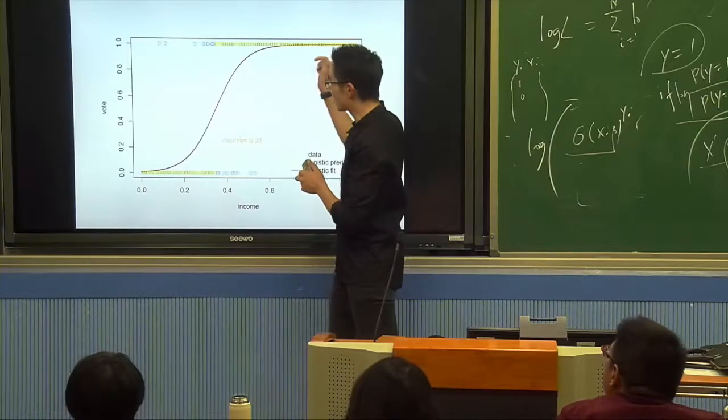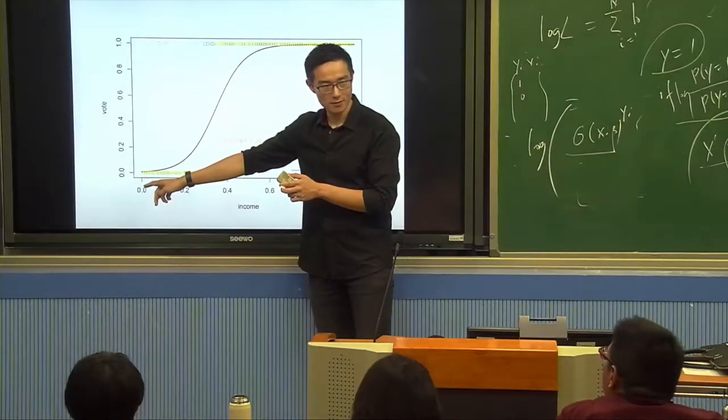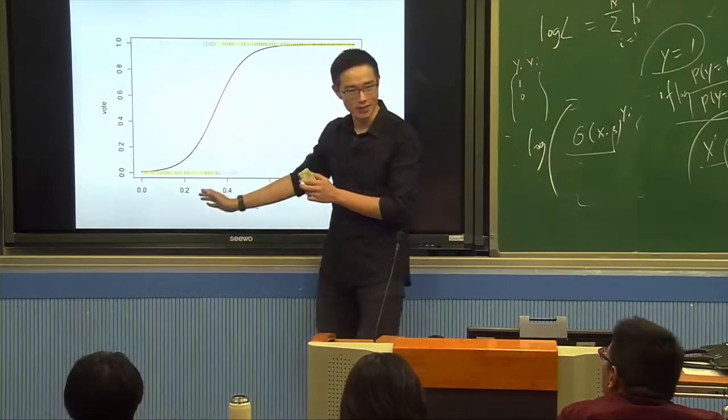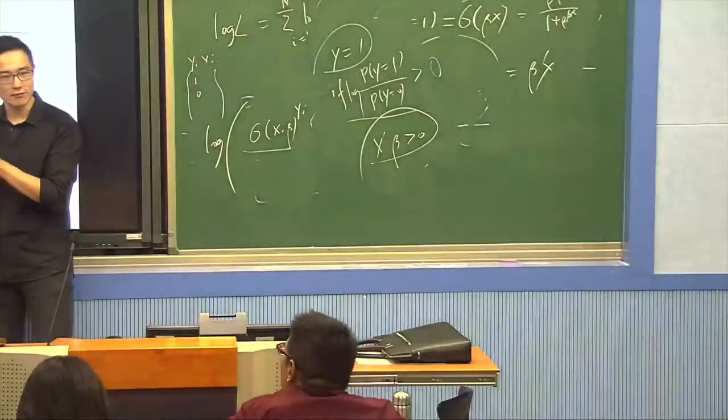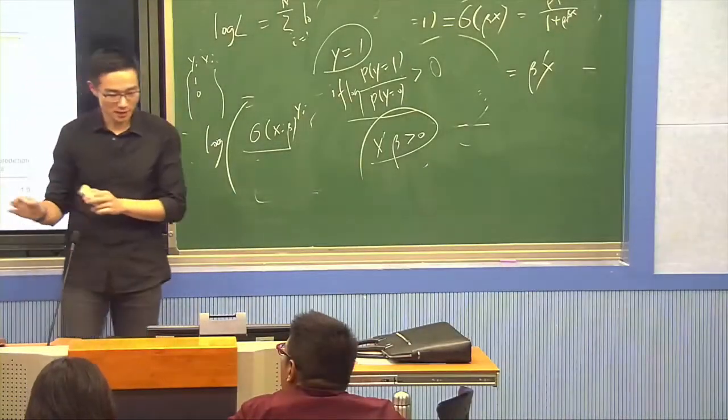Now, the curve looks very different. But what matters here is the decision boundary, right? Because the decision boundary is finally how I make my predictions. And the decision boundary is basically 0.37 versus 0.35. So they actually have very little difference in this case. Okay.